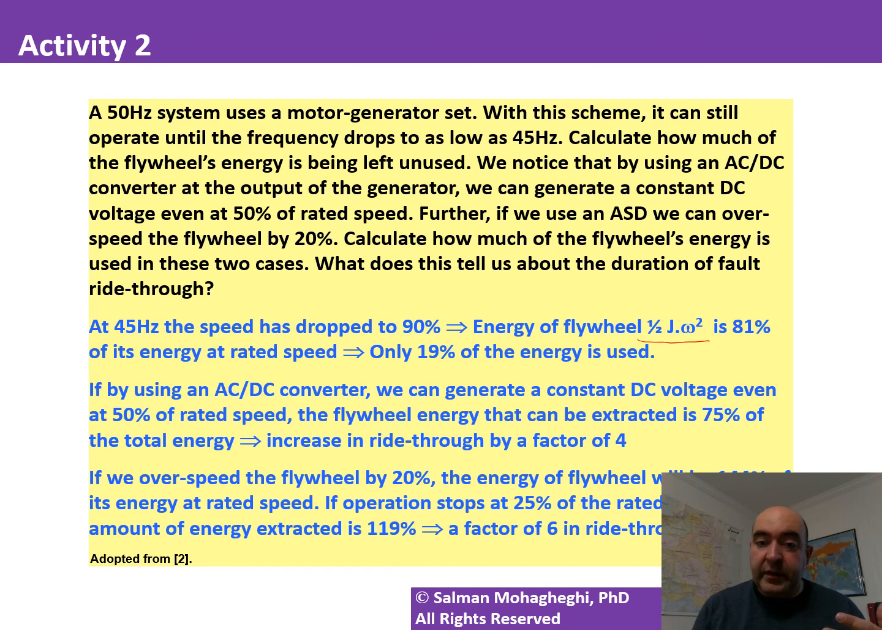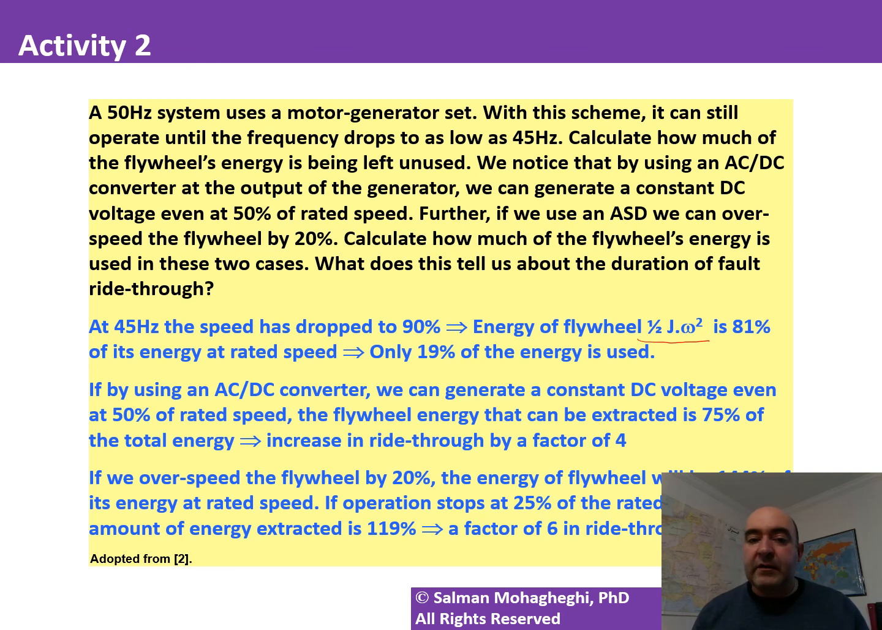Now, in the second scenario, when we use the rectifier, we assume that we can continue operating until the speed reaches 50%. If the speed reaches 50%, that means the energy remaining in the flywheel is 1/2 J times (0.5 times rated omega) squared. 0.5 times 0.5, that's 0.25. That means 25% of the energy now goes to waste. So unlike the previous case, 75% of the energy is going to be used.